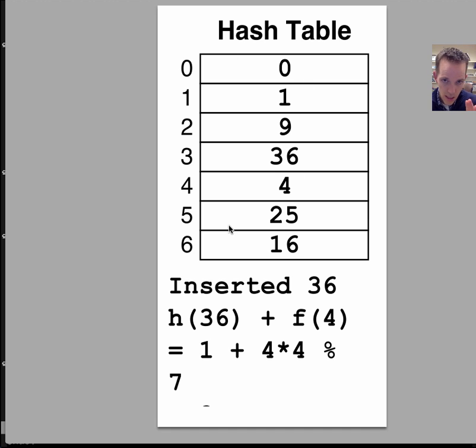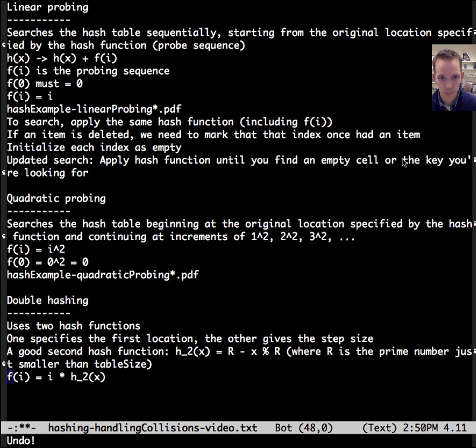Now, granted, this is a very small table size, and so there are some things going on here that you want to see in hash tables that are as large as they should be. Okay. And that concludes the video about handling collisions in hash tables.